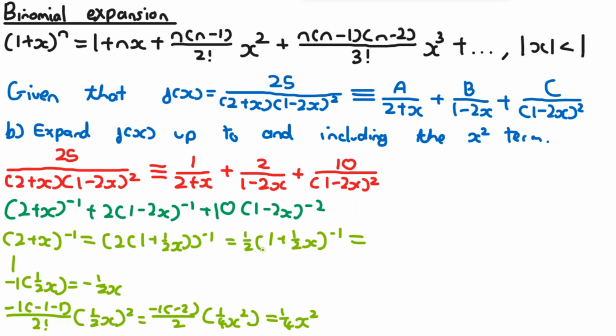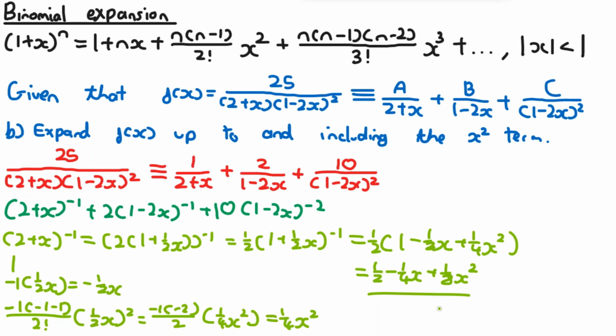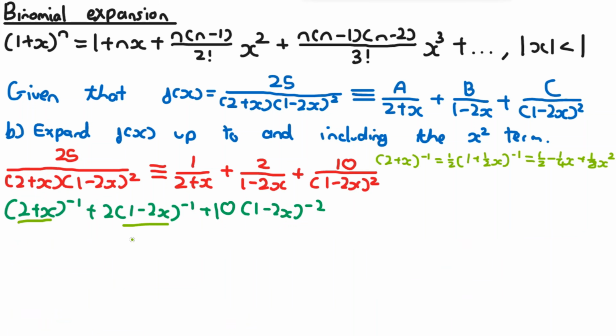So therefore the half is still going to be here, so this expanded here is a half times 1 minus half x plus a quarter x squared, like this. And then we expand this to get a half minus 1 over 4 x plus 1 over 8 x squared. So this expanded 2 plus x to the power of minus 1 is this here. And now let's expand this bracket here.